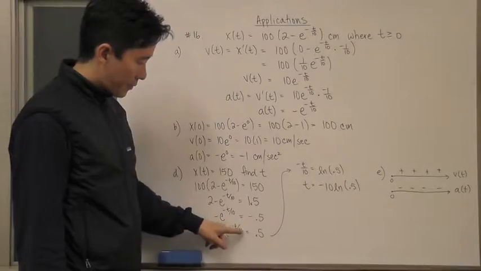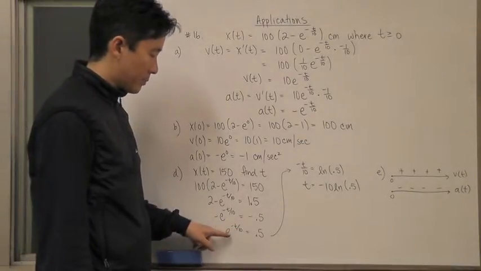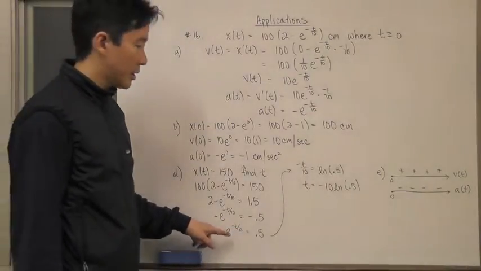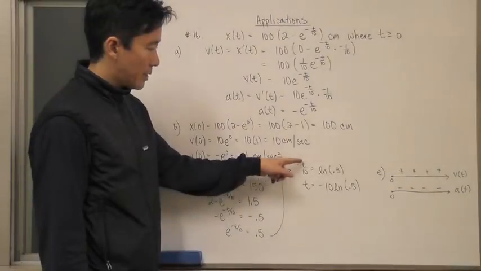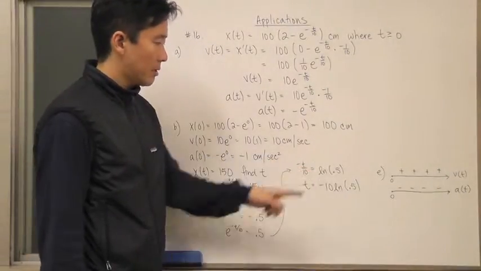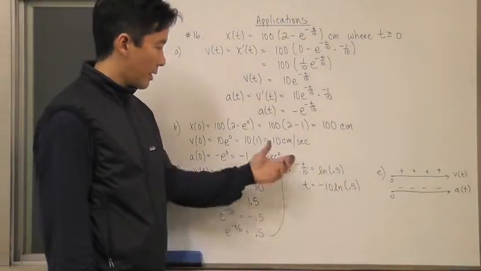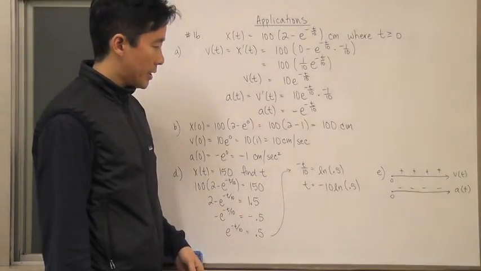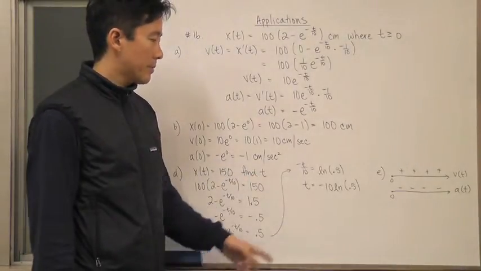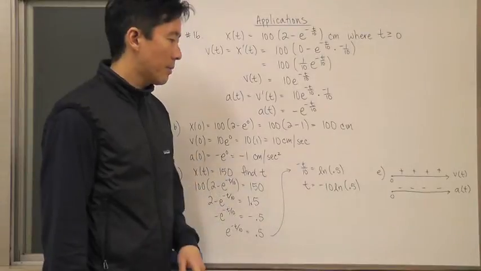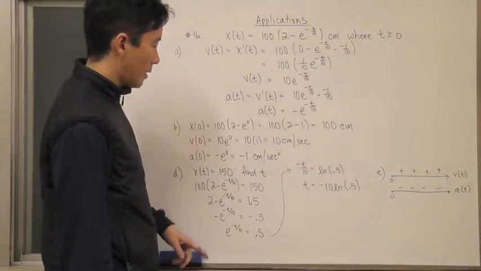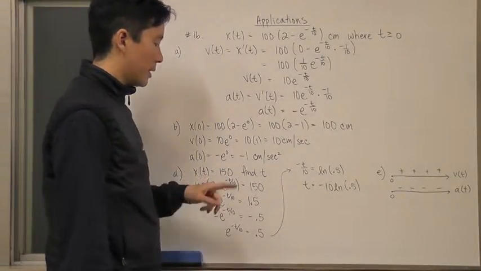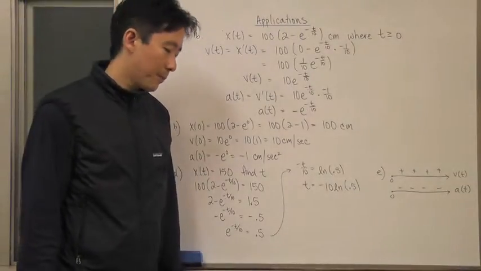Now in order to solve for t, I have to change from an exponential function to a logarithmic function. So negative t over 10 is going to be equal to the natural log of 0.5. Now I can solve very simply for t by multiplying both sides by negative 10, and that's what you come up with for the time when your displacement is 150 centimeters.